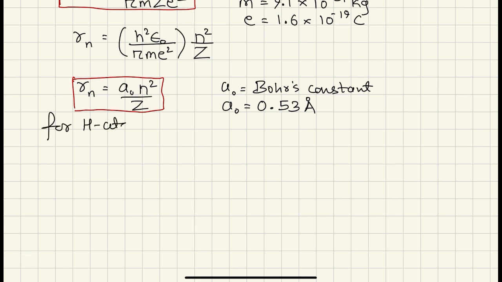Now, suppose for a hydrogen atom, I know that the atomic number equals 1. So I can write Rn as a naught times n square. Or since a naught is constant, I can say Rn is simply proportional to n square. That is, the radius of the nth Bohr orbit is directly proportional to the square of that orbit number. n is also called the principal quantum number. Thank you.